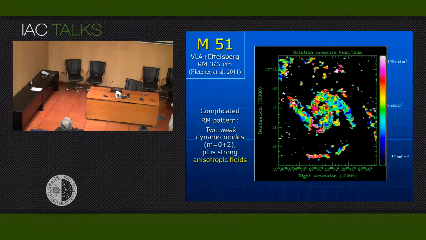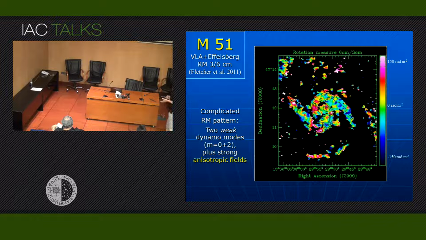But then there were also frustrations. So we observed M51. M51 is the nicest galaxy on the sky. It has a very nice spiral pattern, so we expected to see also a very nice pattern in Faraday rotation. And we were completely frustrated that this is not the case. In spite of the extremely nice spiral pattern seen in polarization vectors, there's no pattern in rotation measure. How can that be? It should be the same field. In polarization patterns, you see the plane-of-the-sky field. In rotation measure, you see the field along the line of sight. Under some inclination, you should see the same pattern.